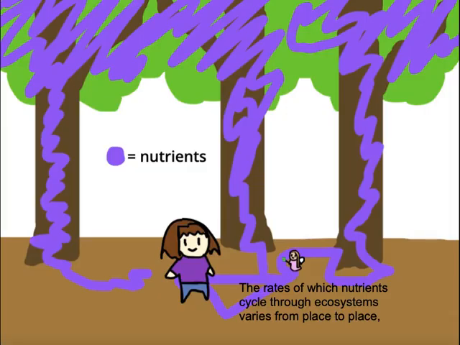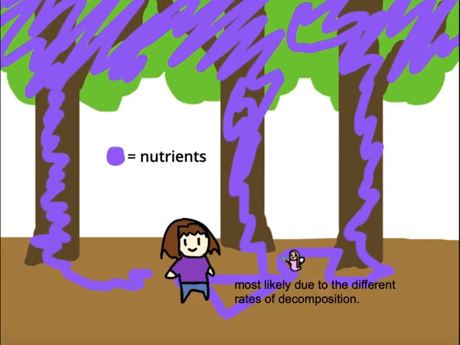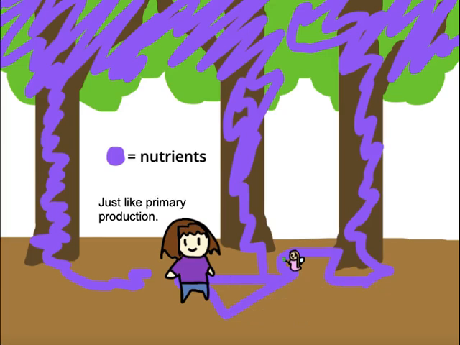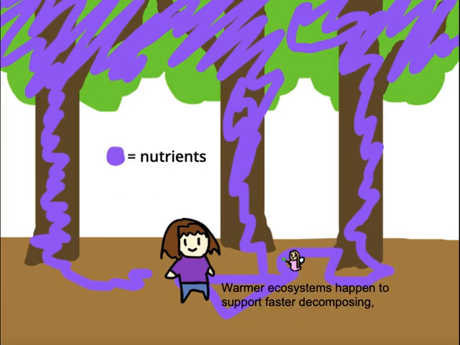The rates at which nutrients cycle through ecosystems vary from place to place, most likely due to the different rates of decomposition. Temperature, moisture, and nutrient availability are factors that limit decomposition. Just like primary production, warmer ecosystems happen to support faster decomposing, such as in tropical rainforests.